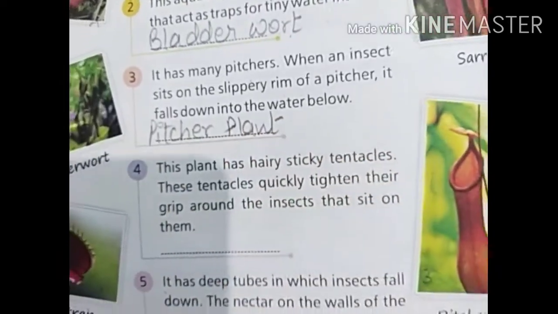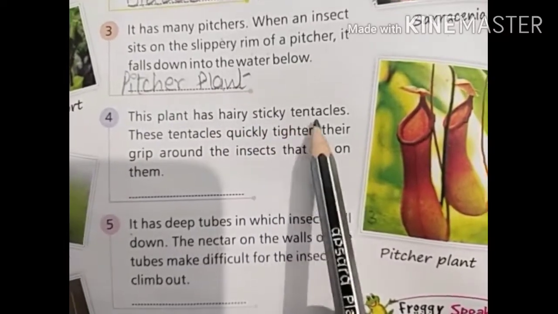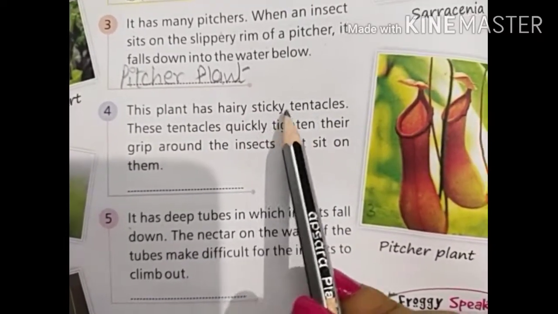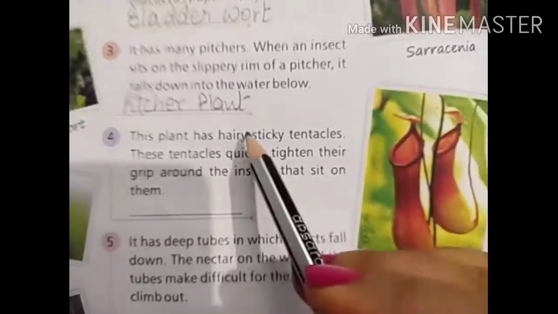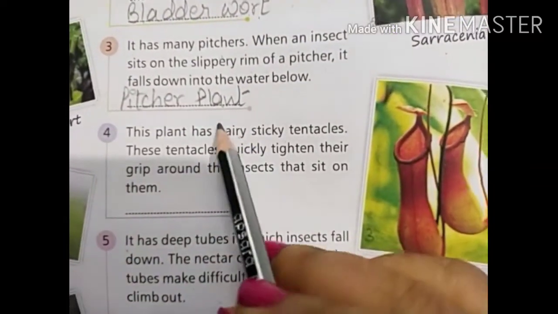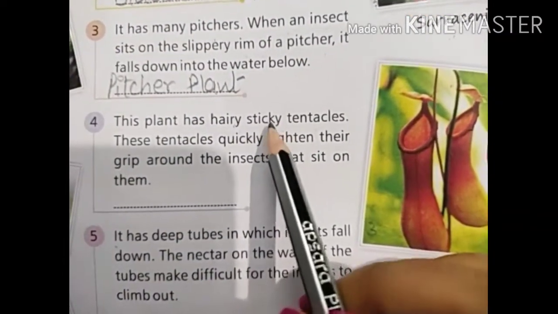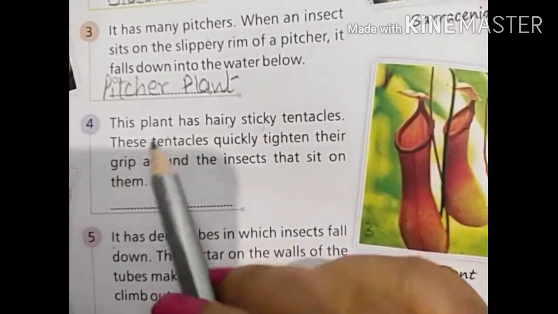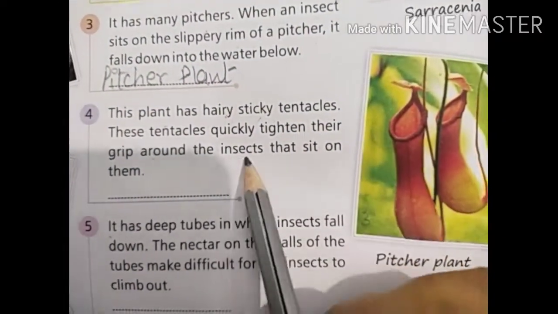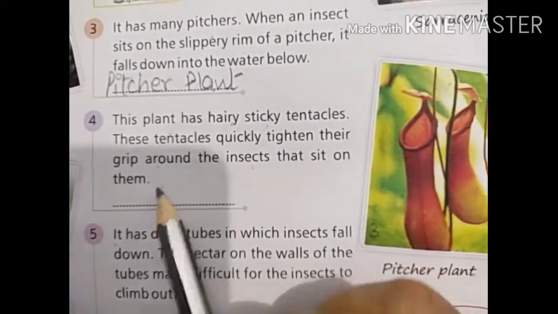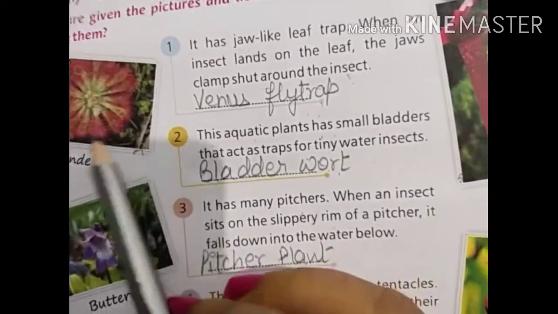Pitcher plant. Now the question number 4. This plant has hairy, sticky tentacles. Tentacles are, we can say, the arms, which are hairy, full of hair, and sticky, so that insects easily stick to the plant. These tentacles quickly tighten their grip around the insects that sit on them. The answer to question number 4 is sundew.